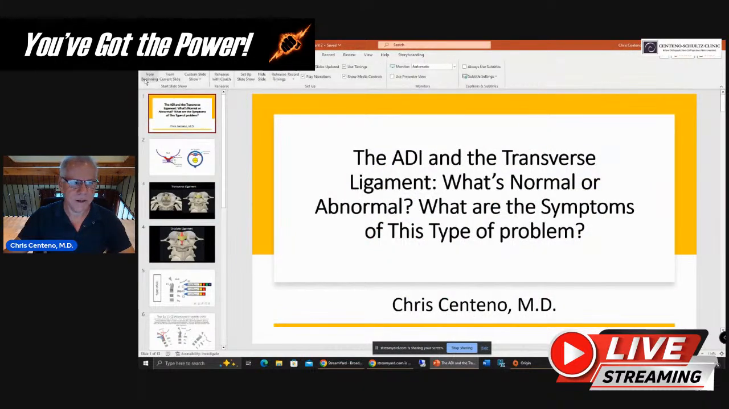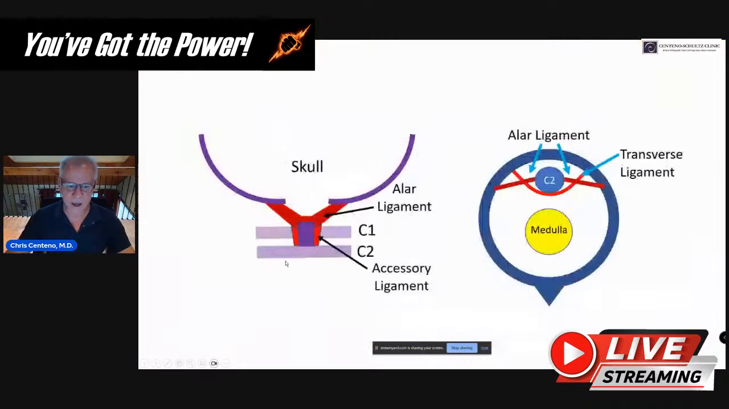Okay, let's go back to where we were. So again, talking about the transverse ligament, you've probably heard about lots of these ligaments. We've got the alar ligament, which comes up from C2 to the skull. We've got the accessory ligament that lives on the sides here and jacks into a portion of the alar ligament. And then, if we look top down, we're going to see that this is the atlas here, or C1. C2 is shown, and that transverse ligament is acting like a seat belt for the dens.